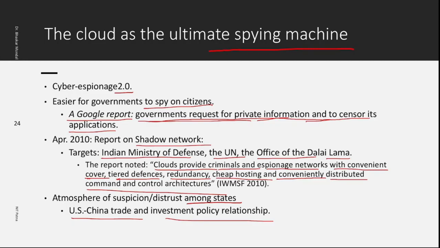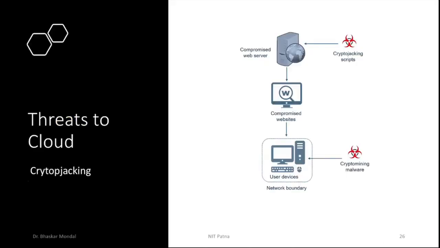Okay. Now, threats to cloud. The first one is cryptojacking. What is this? A cryptojacking script is a malicious script, and it is sent to some server, and if it gets executed on the server, then the web server is compromised, right? So now if some computer accesses this compromised website, then the user device gets hacked by this cryptojacking script, and extra mining malware can be installed on the user computer. Then using this user's computer, the attacker can mine cryptocurrencies.